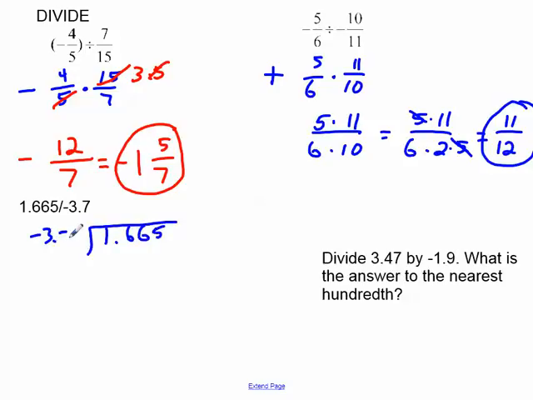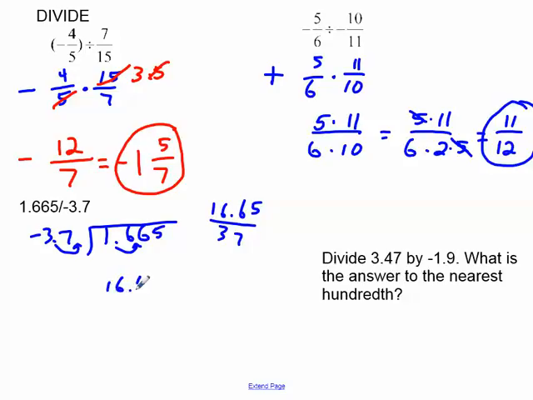If we go to long division, I'm going to rewrite this, because this number out here should be a whole number, should have no decimal places. So we're going to multiply by 10 here. We're going to also multiply by 10 inside, because we can do that. We can also call it 16.65 divided by 37. Multiplying by 10 over 10 is the same as multiplying by 1.